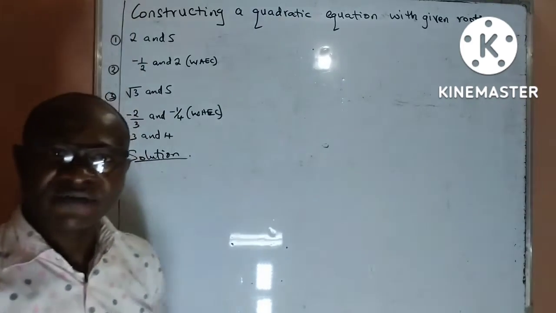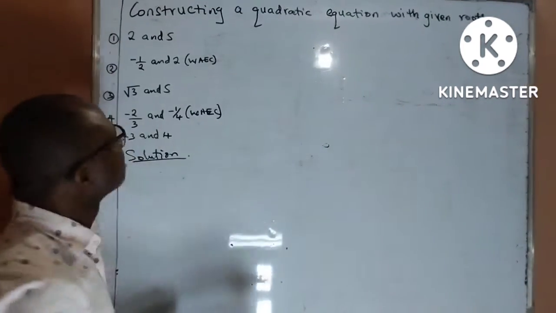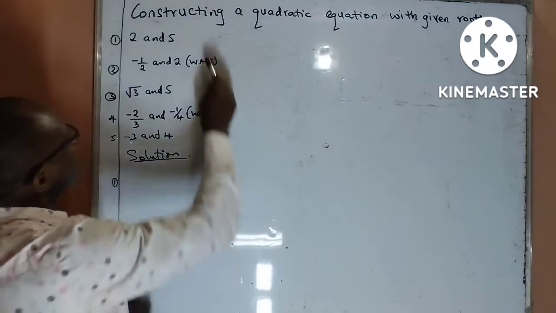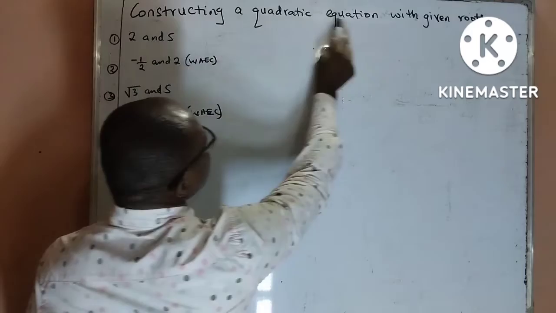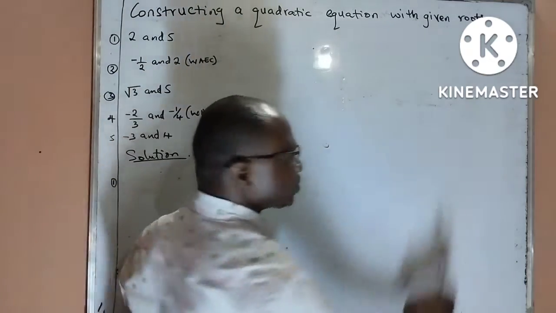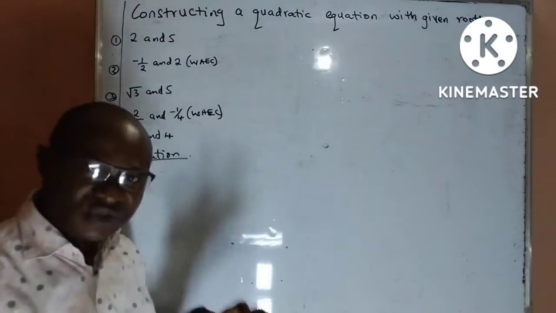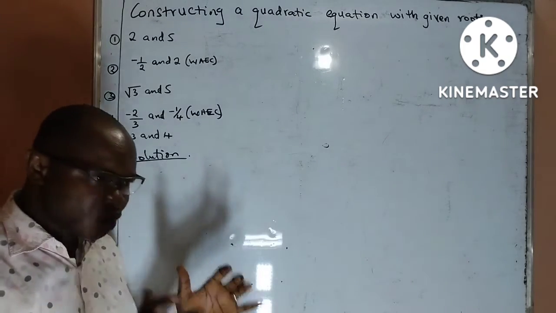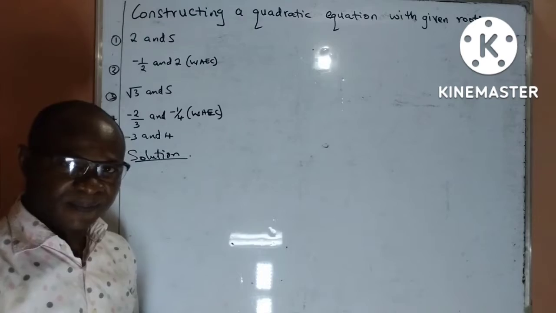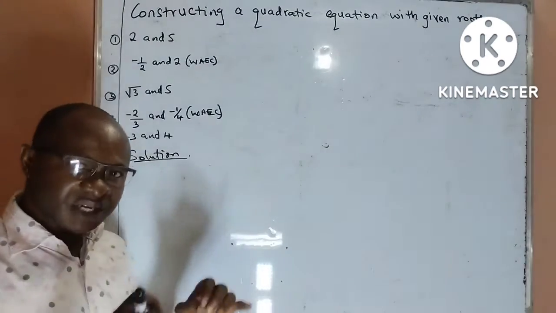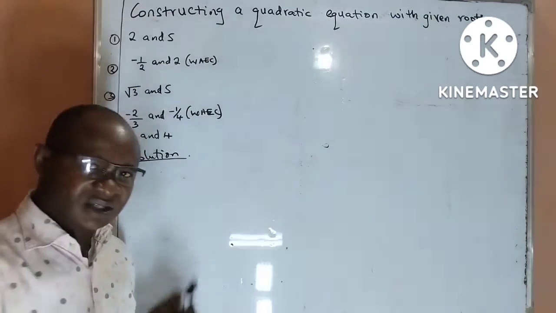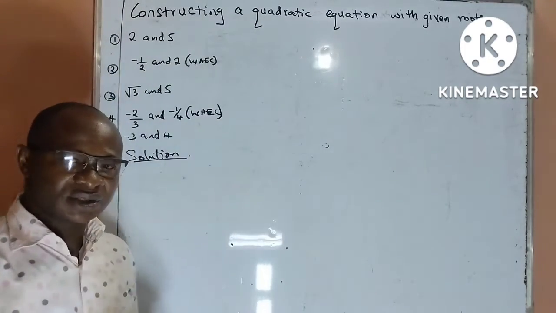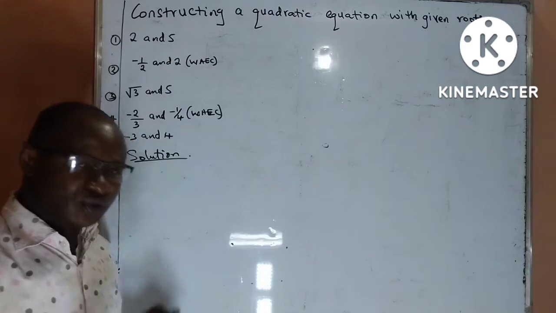Today, what we have on the board that we want to learn is how to construct a quadratic equation. The topic says constructing a quadratic equation with given roots. So, with the roots given to us, we shall be using the roots to construct quadratic equations. In every quadratic equation, after solving it, the answers you get from solving quadratic equation are called the roots.